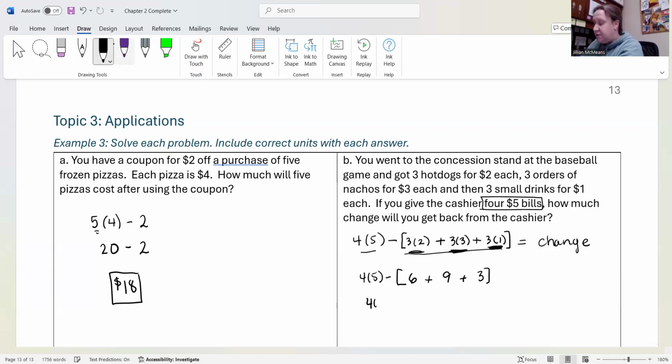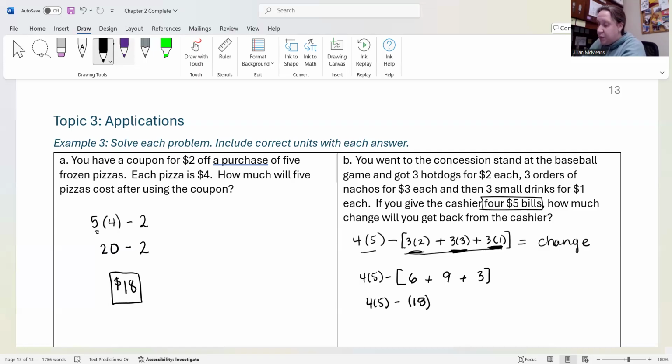So we still have 4 times 5. And then inside parentheses, we have 6 plus 9. So 6 plus 9 is 15. 15 plus 3 is 18. And unfortunately, this looks really similar to the previous problem, complete accident. Okay, so let's see here.